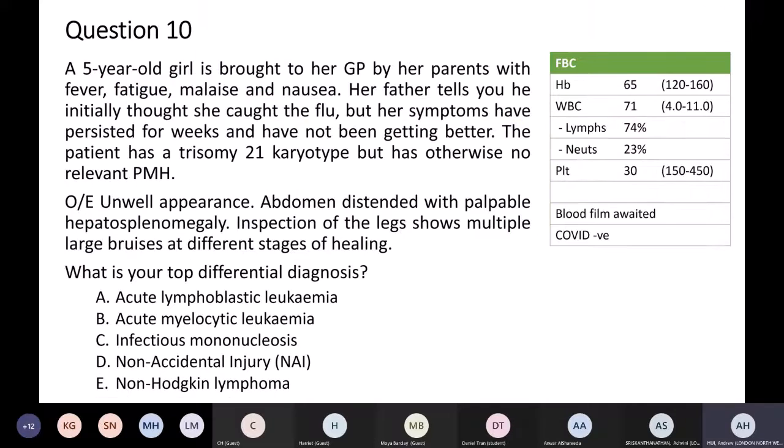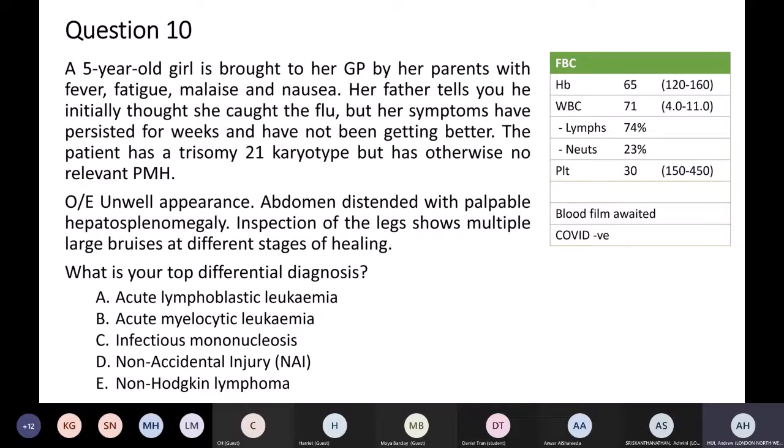Okay, and our final question. A 5-year-old girl is brought to her GP by her parents with fever, fatigue, malaise, and nausea. Her father tells you he initially thought she had caught the flu, but her symptoms have persisted for weeks and have not been getting better. The patient has a trisomy 21 karyotype, but has otherwise no relevant past medical history.